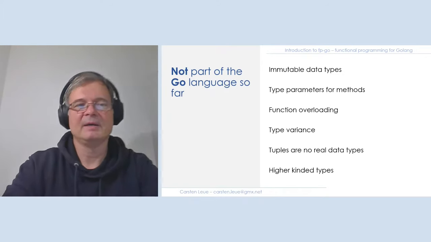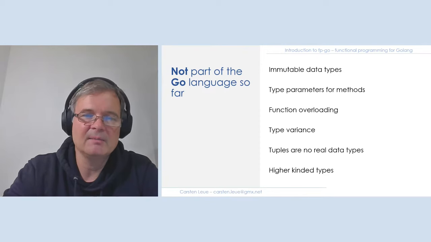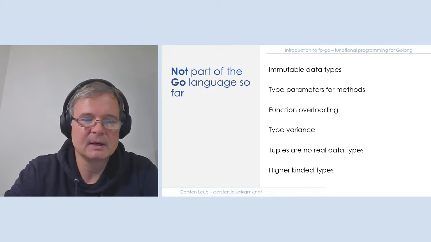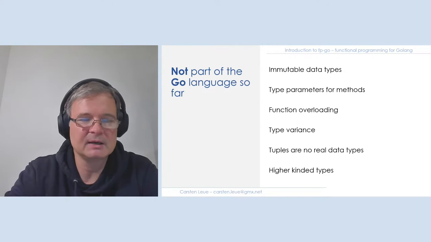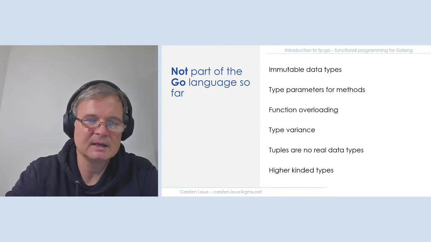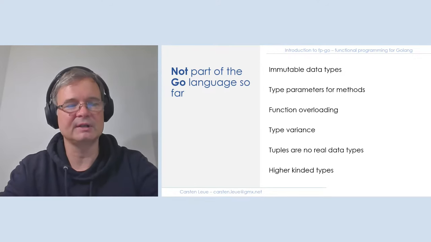So there are also parts of Go that it would be nice to have in the Go language. First of all, it's immutable data types. I said before that immutable data types are one of my favorites, and we should try to make data as immutable as possible. Unfortunately, in Go, there's no way to enforce that.